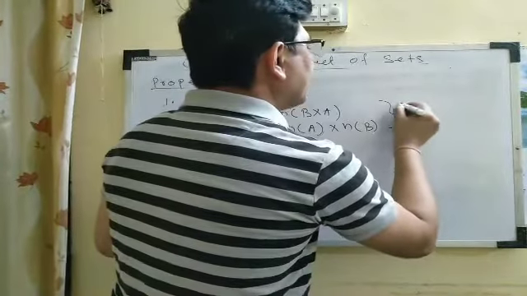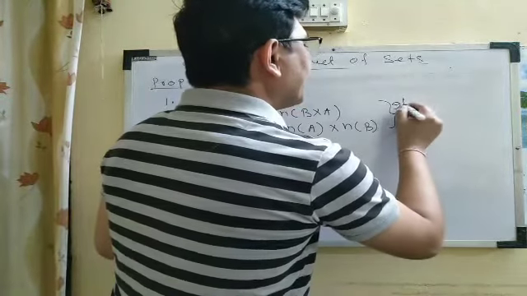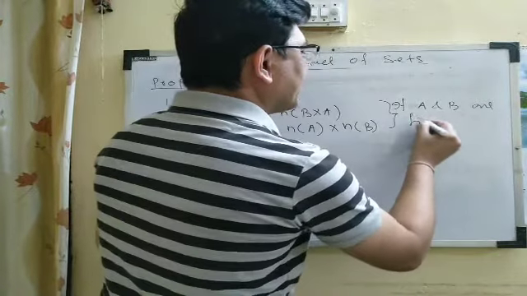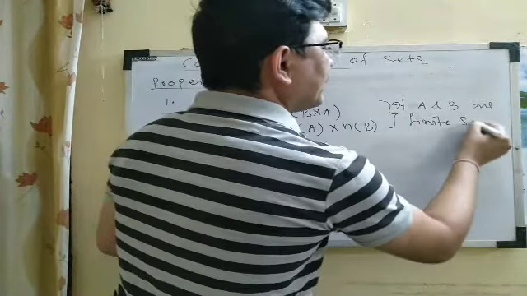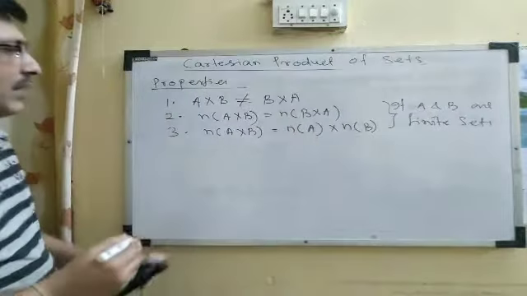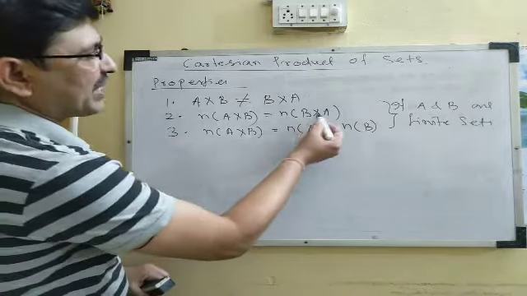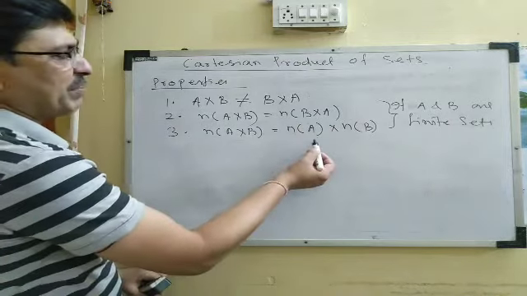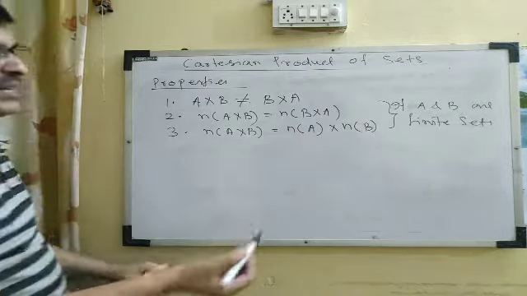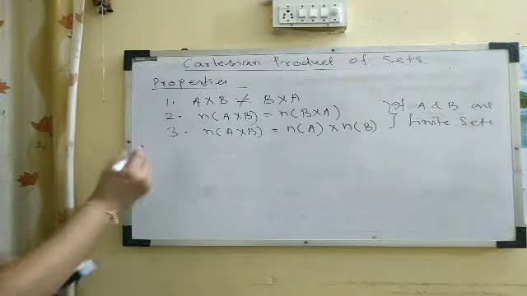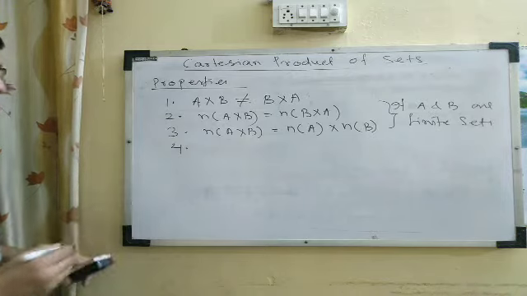If A and B are finite sets, तभी ये पॉसिबल होगा. Now इसमें चौथा प्रॉपर्टी आप लोग लिख सकते हैं, fourth property: number of element in B cross A can be written as number of element in B multiplied by number of element in A. लेकिन उसको लिखने की जरूरत नहीं है, इसीलिए मैं छोड़ रहा हूं. Okay, so let us come to the fourth property.